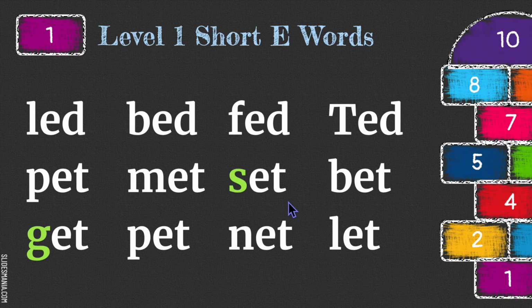Set, bet. We're going to use the hard G or first sound of G, g, in this word. Get, pet, net. It's okay to run your finger below the letters as you sound it out. Let.